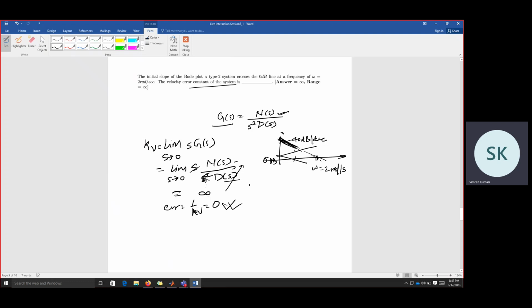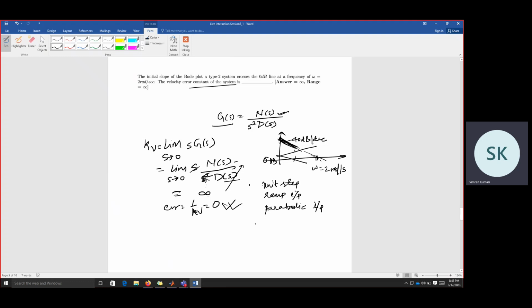For this type 2 system, we can try to find the other error constant, because we know that this system will track the unit step input without any steady state error, and also the ramp input. But if we provide a parabolic input, then there will be some error, because this is a type 2 system, and then we can find the acceleration error constant.